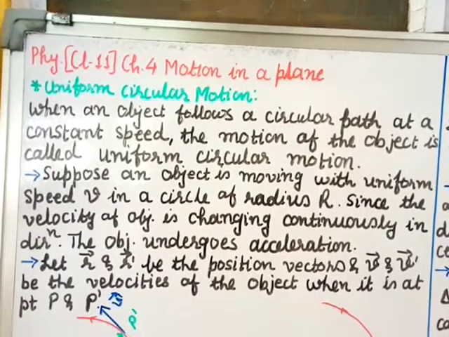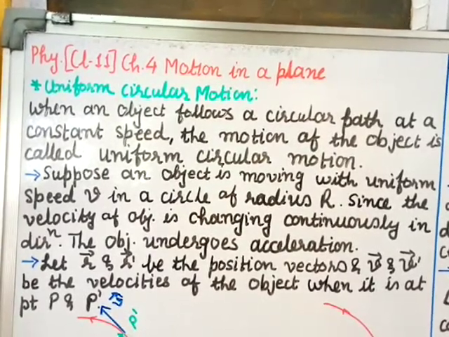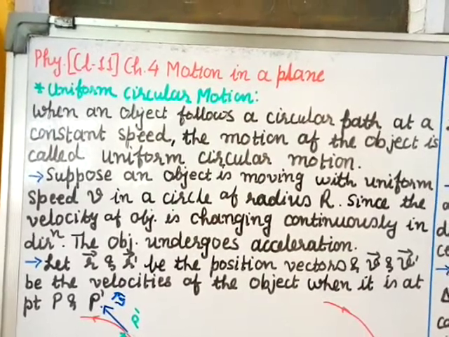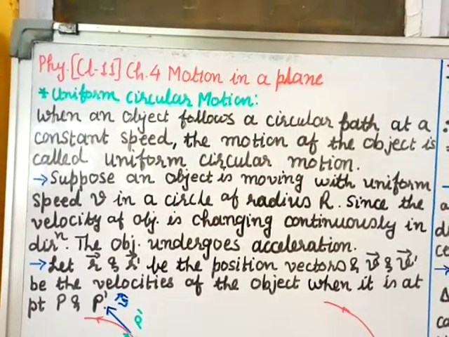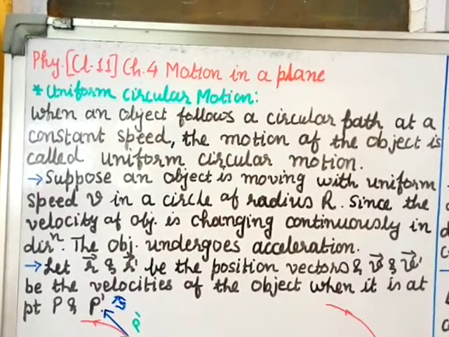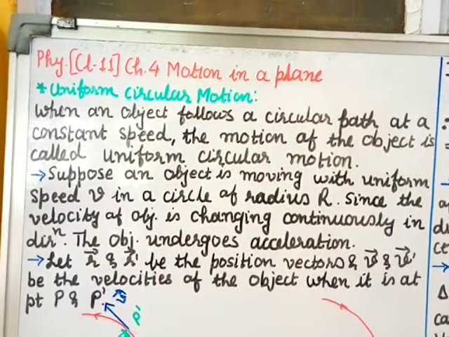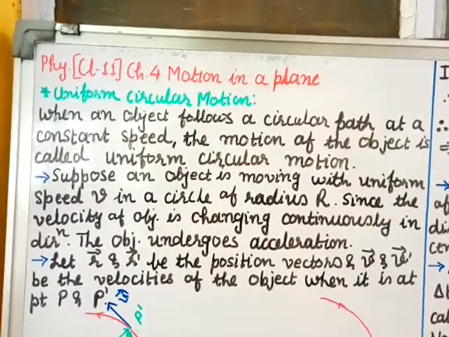Velocity at any point is given by the tangent at that point. Now in a circle, the tangent at every point changes its direction. Therefore, velocity in a uniform circular motion changes at every point, but the magnitude remains the same.